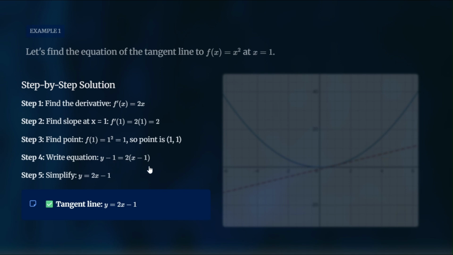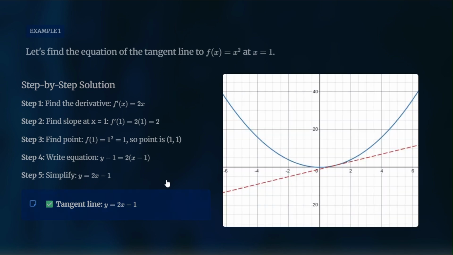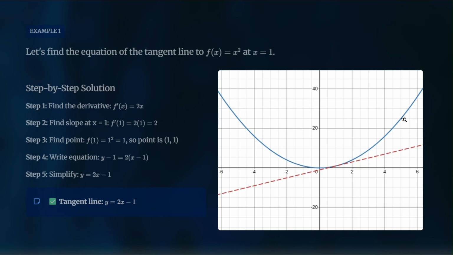So to simplify this, it becomes y equals 2x minus 1, and this is the equation of the tangent line to the curve at x equals 1. If we look at the graph, our curve x squared is here in blue, and at the point x equals 1, you can see that the tangent line to the curve is the line y equals 2x minus 1.